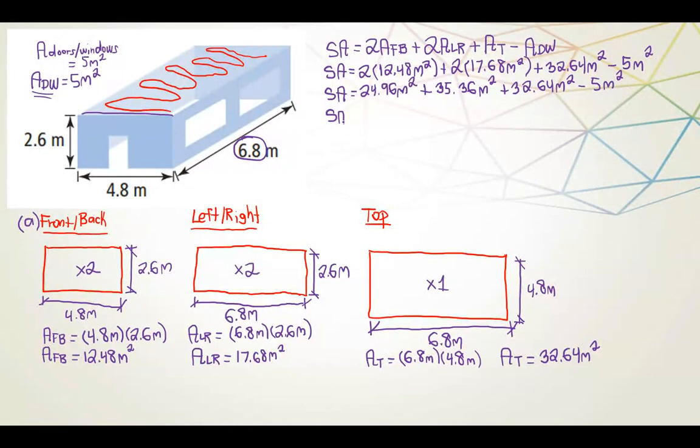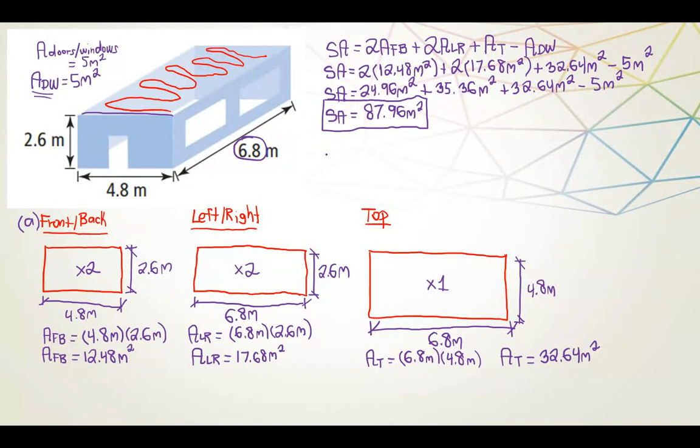Okay, we've almost got our surface area now. Now we just need to add these numbers and subtract that 5 off the end. So 24.96 plus 35.36 plus 32.64 minus 5 gives me a total surface area that you're going to paint of 87.96 square meters. Okay, so we'll box that.